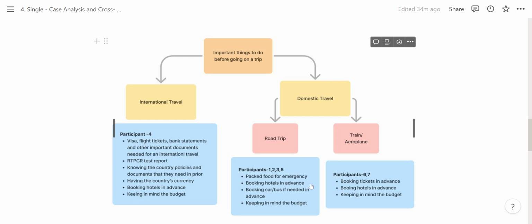One thing to remember here is that, let's say, packed food for emergency was a point told by only participant one and not the rest of the participants. Even though this point is important, it is the least of the priorities since the other participants have not told me about this. So it's always important to summarize the points that have been told by everyone and are common to everyone.